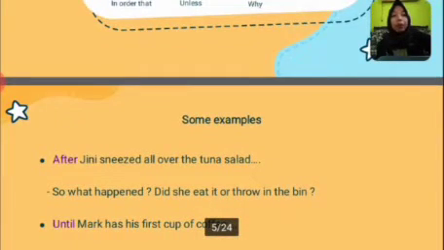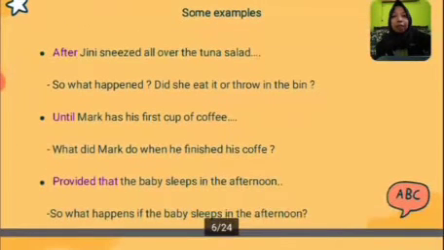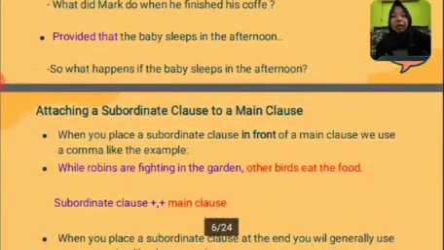For the example of subordinate conjunctions, like "After Ginny sneezed all over the tuna salad," the conjunction is "after." And then "Until Mark has his first cup of coffee," and the subordinate conjunction is "until."